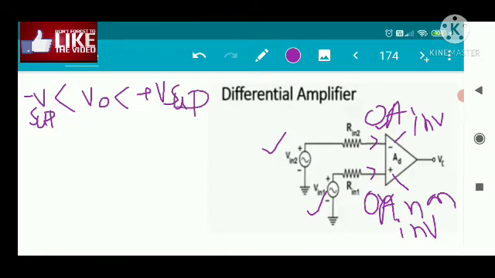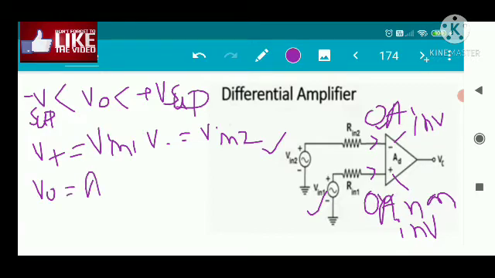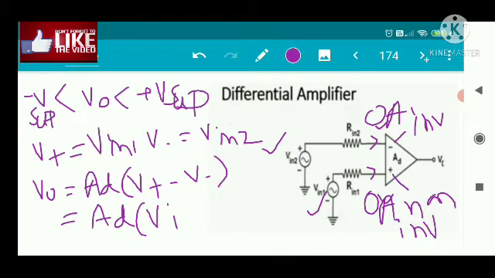So the plus V supply and the minus V supply must be applied to the differential amplifier, and the output voltage cannot exceed beyond that. So your V plus you may consider as V in 1 and V minus as V in 2. So your output voltage is nothing but differential gain into V plus minus V minus, so nothing but AD into V in 1 minus V in 2.